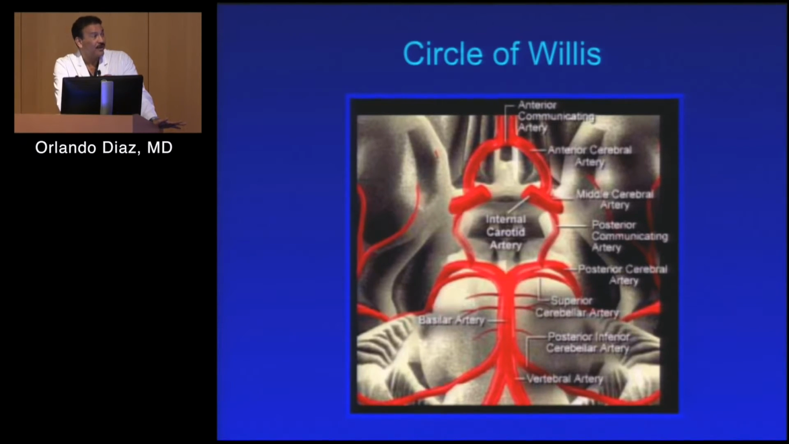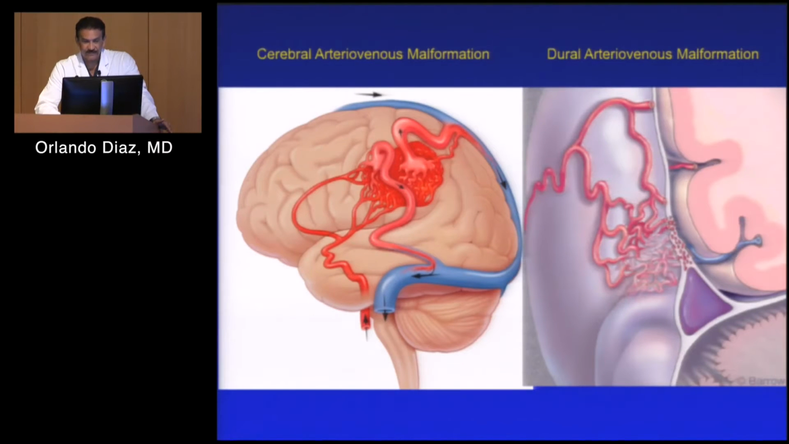This is very important. Sometimes we don't have to open anything because there is collateral circulation. It's a dynamic study. So, vascular lesions. We're going to talk about stroke, and we're going to talk about aneurysm. But remember, sometimes we have this.